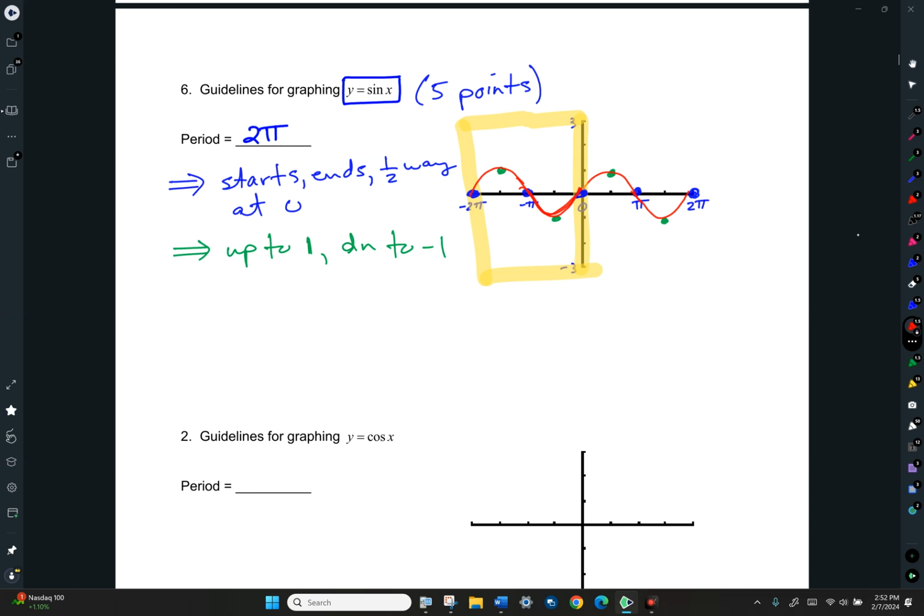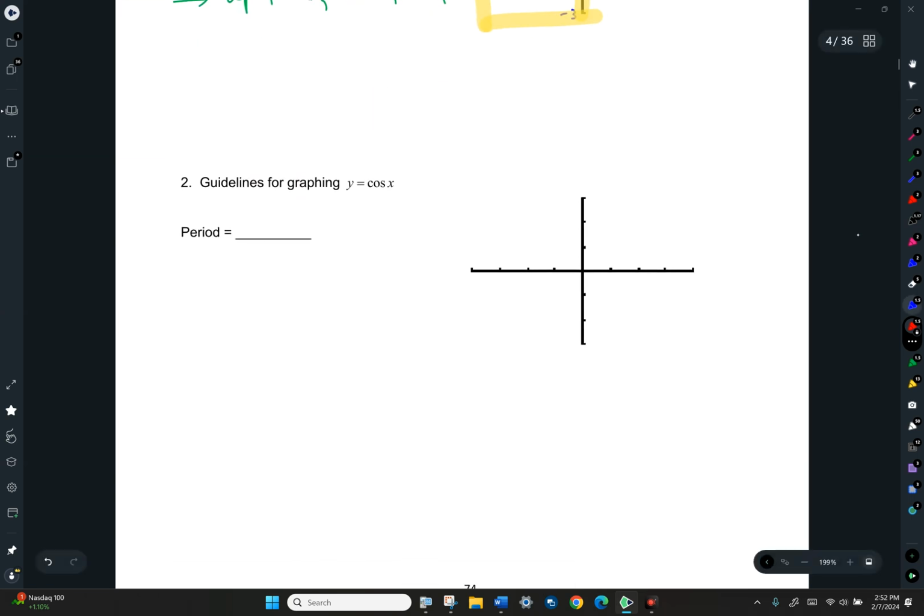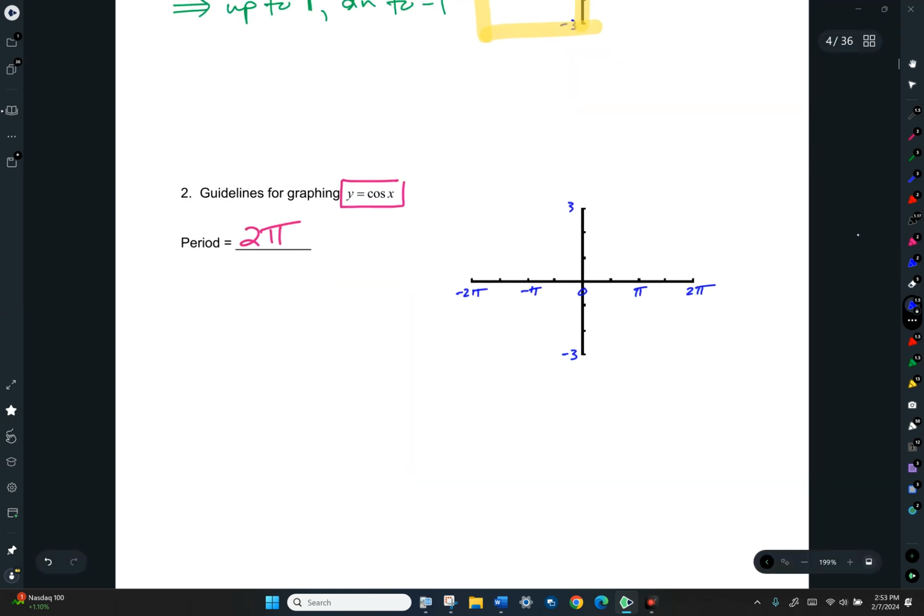Okay? For cosine, now I'm graphing cosine. We know that the period is 2 pi. We're always going to use the same scale. So if I go from 0, every line is a half pi. So this would be 1 pi and 2 pi. This would be -2 pi, and this would be -pi. The scale for the y's is always going to be 1, so this would be -3, and this would be +3. Okay, so again, there are 5 points for cosine.